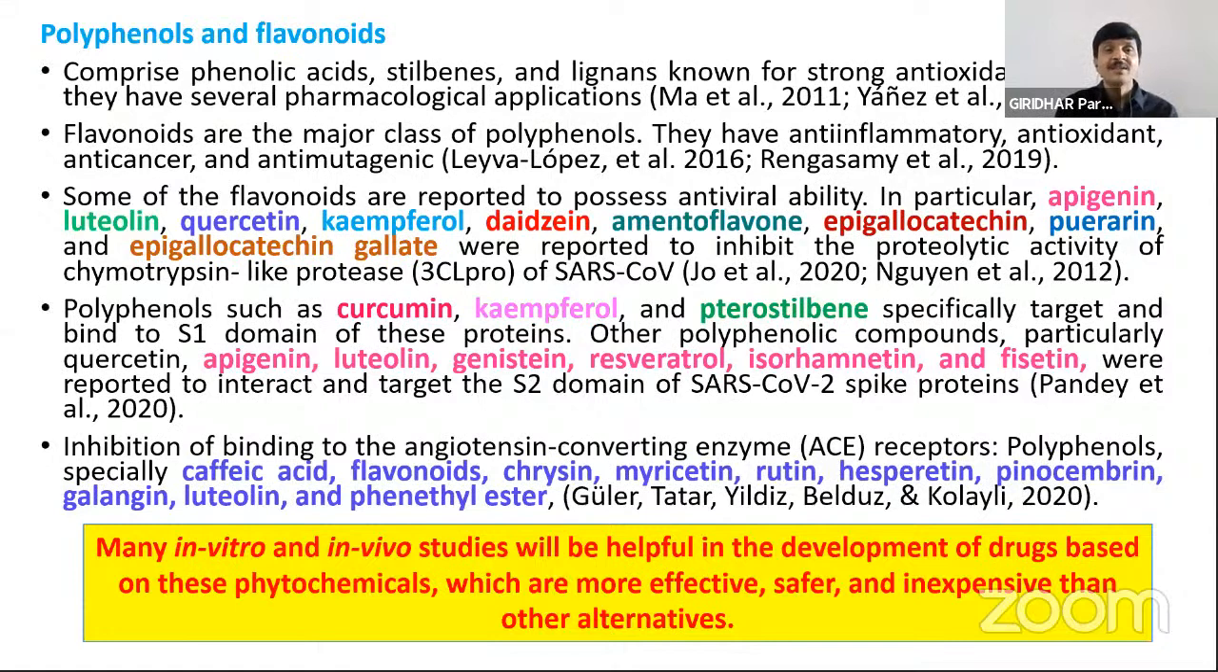But from the viral perspective, among these polyphenolic and flavonoid compounds like apigenin, luteolin, quercetin, kaempferol, daidzein, the epigallocatechin, like this, so many things are known to be very effective in inhibiting proteases like 3CL-Pro for SARS-CoV-2. Among these, the top best are apigenin, epigallocatechin gallate, and epigallocatechin, the top three. Next are kaempferol and quercetin.